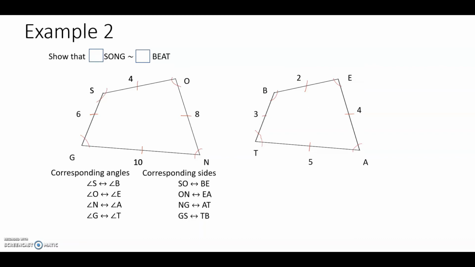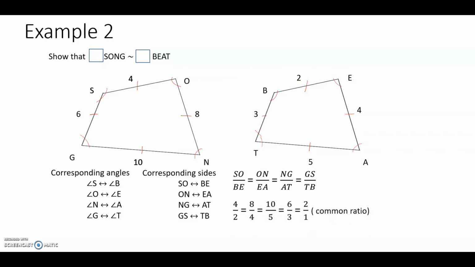And then we can now use the proportion for these corresponding sides. You have it, and then you plug in their respective side measures. For SO you have 4, BE is 2, so 4 over 2. For the other sides you have 8 over 4, 10 over 5, and then 6 over 3.